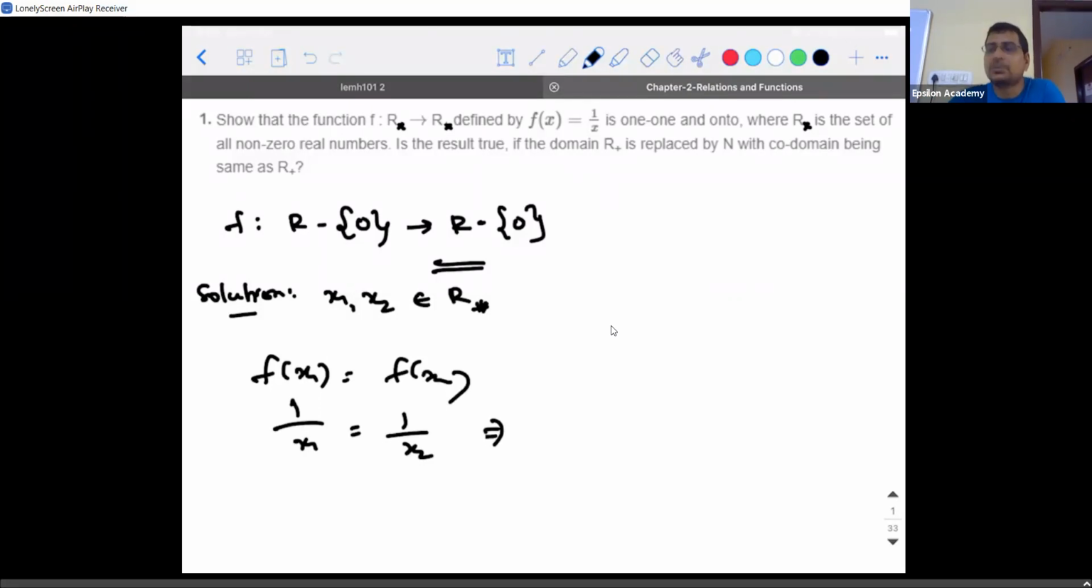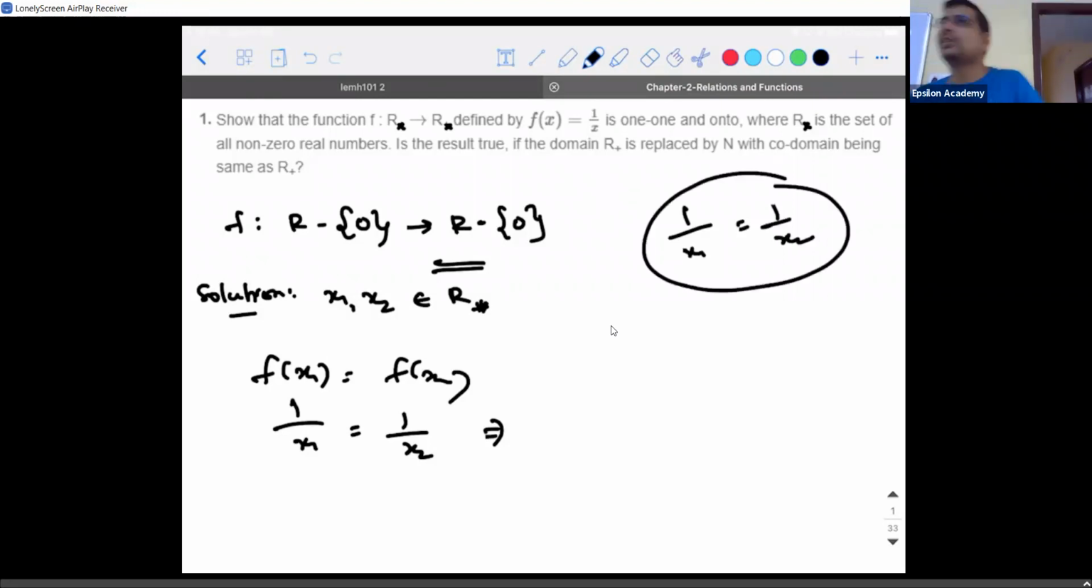So why I am stressing on that point is, you took x1 and x2 which belong to R star. In that R star, does 0 exist? So your proof is right. If suppose you have a problem where there is no domain given, and you get an answer like this, 1 by x1 is equal to 1 by x2, you can write x1 is equal to x2 only if x1 and x2 are not equal to 0, or else no.